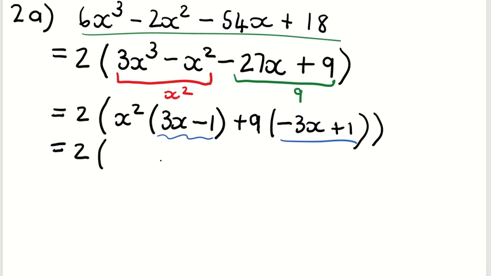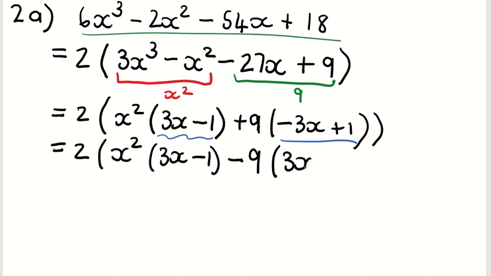Ons verander net die teken van die 9 en die tekens van binne die hakkie, dan bly dit presies dieselfde. So ons verander die plus 9 na minus 9 en dan kan ons ook wat binne die hakkie is verander. So ons manipuleer dit dan om dieselfde te lyk. Nou kan ons sien, nou lyk hierdie dieselfde en nou is dit 'n gemeene faktor.